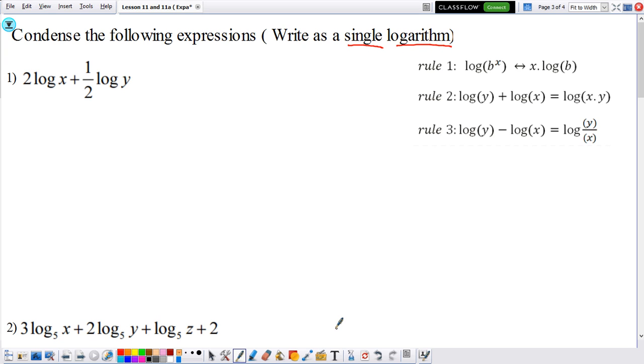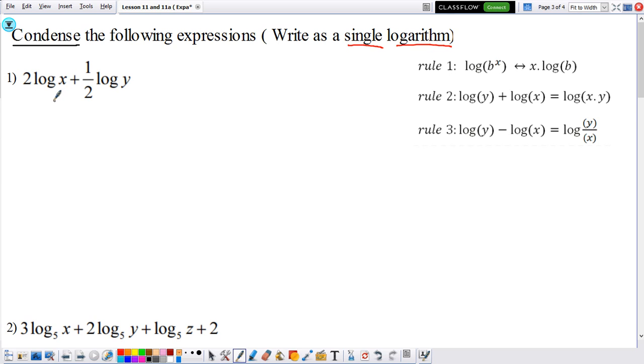Now, we will continue our lesson on expanding and condensing logarithms with challenging questions, but now we're just going to concentrate on condensing, or we're going to try and write it as a single logarithm. We're still going to use the same three rules that we've been using, which are these three. If you've been given an expression that has more than one logarithm, and you want to write it as a single logarithm, then that's what we're going to be calling condensing. Now, how do we do that?